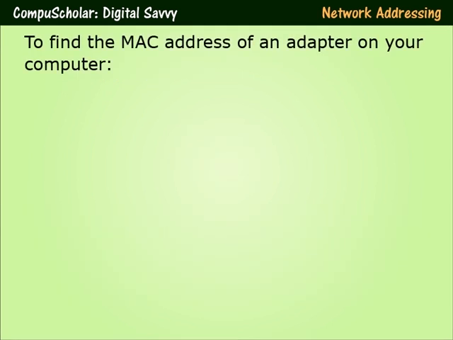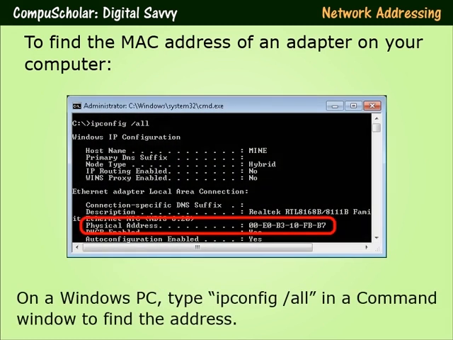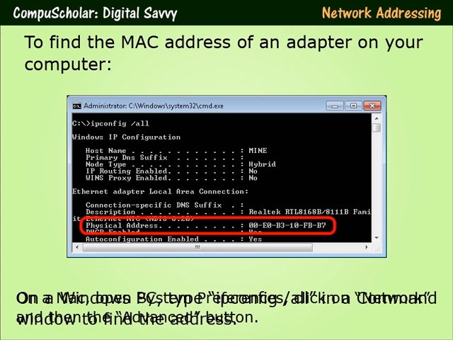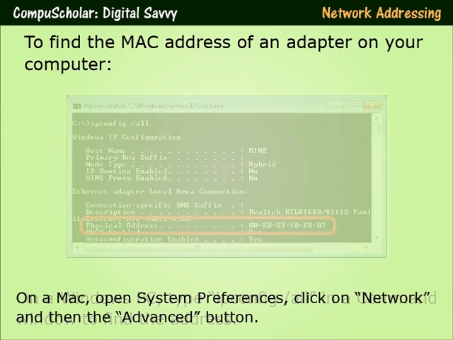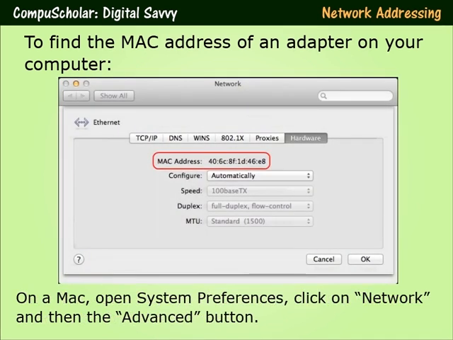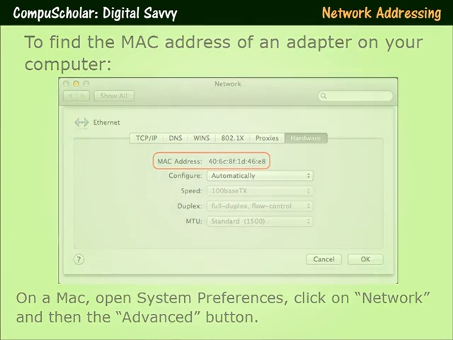You can find out the MAC address of the adapter in your computer quite simply. On Windows, open a command prompt and type ipconfig/all. You'll receive a bunch of information, including a line that says physical address. This is the MAC address of your network adapter. On a Mac OS computer, open System Preferences. Click on Network and then the Advanced button. Finally, select the Hardware tab. You'll see the MAC address listed on that form.